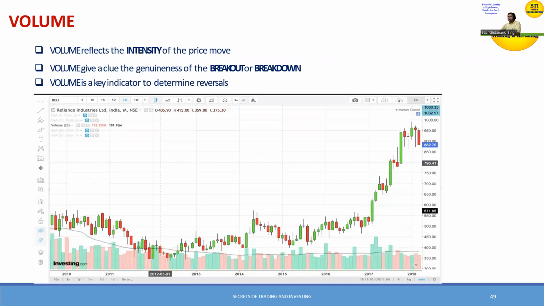Okay. The next concept that we have learned is the volume. Volume is displayed at the bottom of the chart, and the gray line shows the average of the volumes. The red and green bars also depict the volume, and their color simply depends on the color of the candle. So what does volume represent at any point of time? In any time frame, it represents the number of stocks being traded.